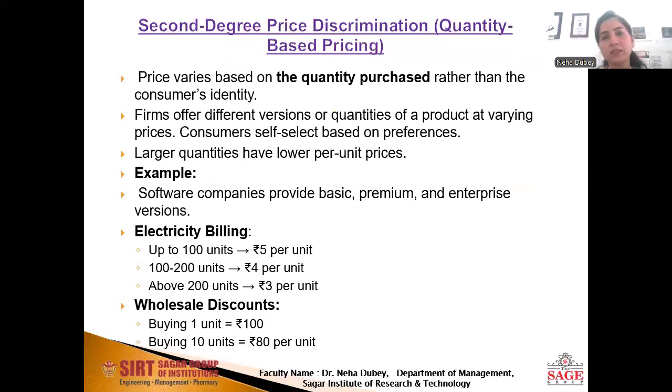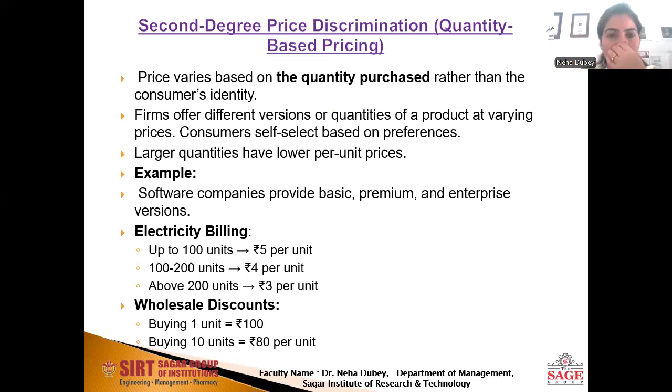Now, the second category of price discrimination is quantity-based pricing, where the price varies based on the quantity purchased rather than the consumer's identity. What is the meaning of quantity purchased? If a person is buying a single unit of a particular commodity, or using a single unit of a service, they have to pay a higher amount as compared to when they buy in bulk quantity.